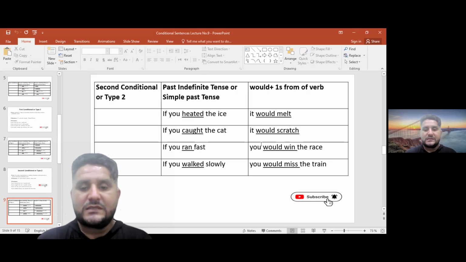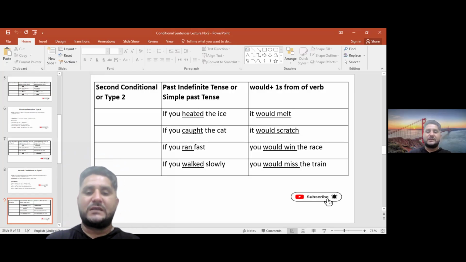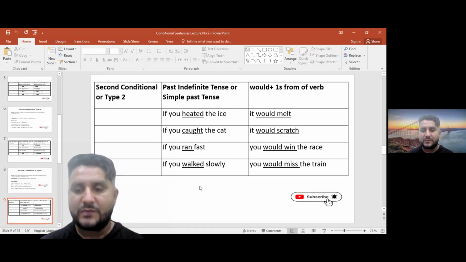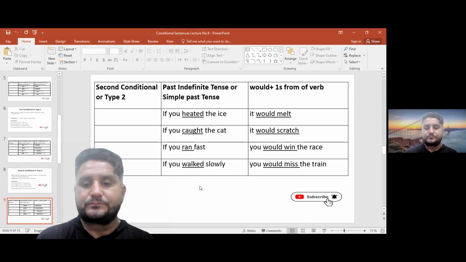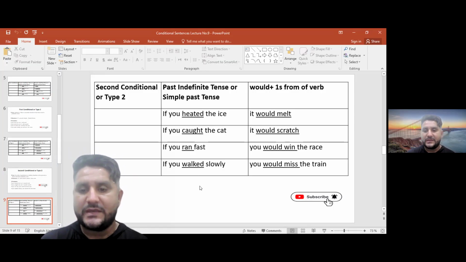If you heated the ice, it would melt. If you caught the cat, it would scratch. If you ran fast, you would win the race. If you walked slowly, you would miss the train. First of all, in the if clause, the underlined verbs heated, caught, ran, walked indicate the past indefinite tense, or simple past tense. Then in the next clause, would melt, would scratch, would win, would miss, the verb conjugation is would plus first form of verb.